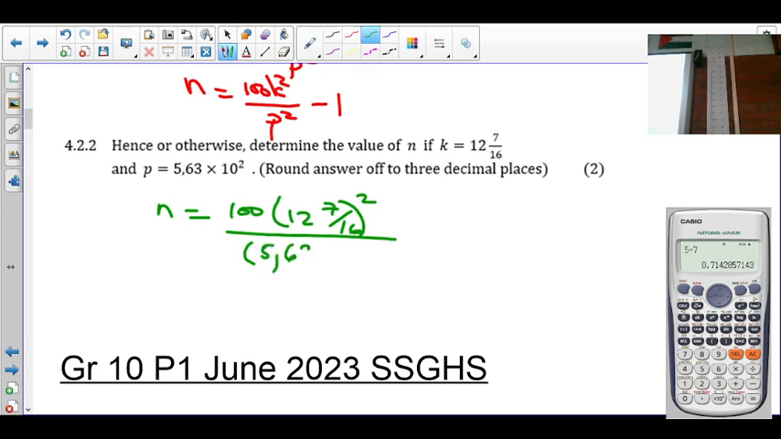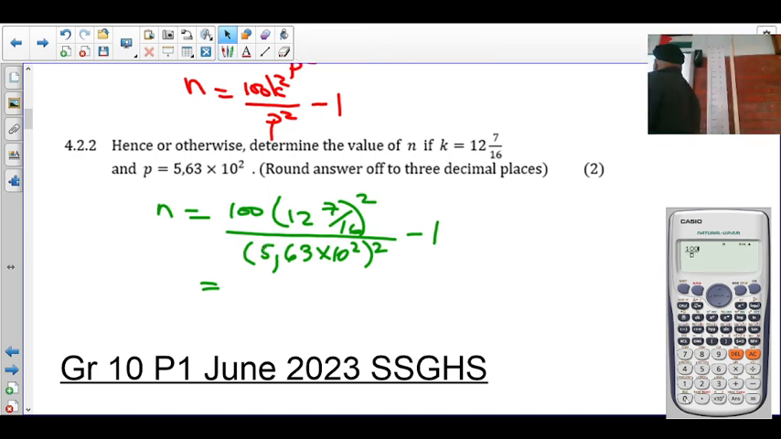So it's 5.63 times 10 squared, all squared, minus 1. So we put that in the calculator, it's going to be 100 into, so it's a mixed fraction, so you press shift and the fraction button, 12, 7 and over 16, must be squared, into 5.63 times 10 squared, minus 1. Give an answer of negative 0.95. It says 3 decimal places, so it's negative 0.951.